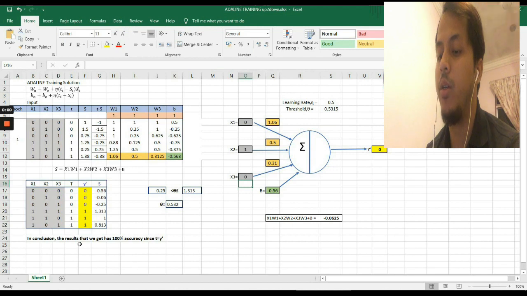So in conclusion, the result that we get is 100% accuracy, since the value of t is equal to the value of y prime. And that's all for the Adaline training from top row to bottom row. Thank you.